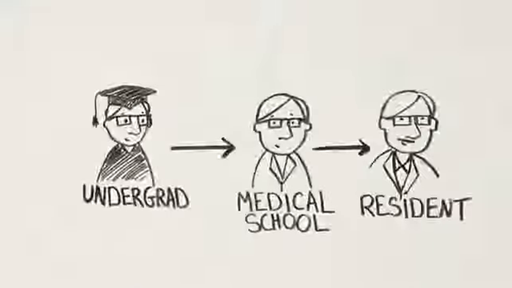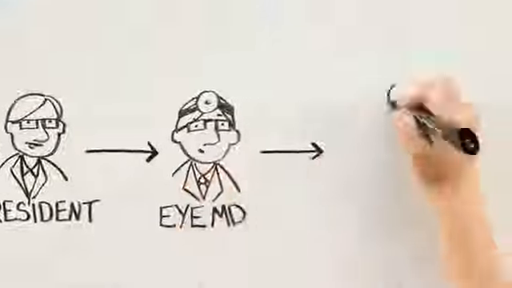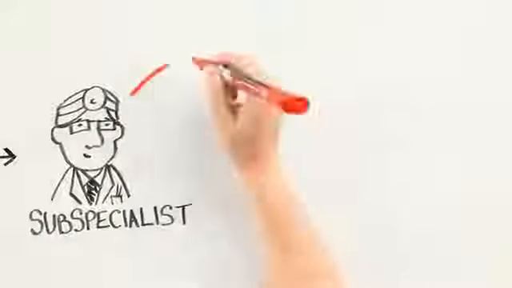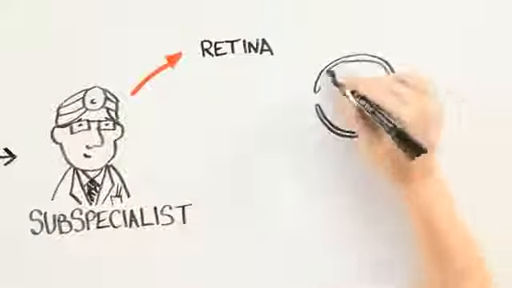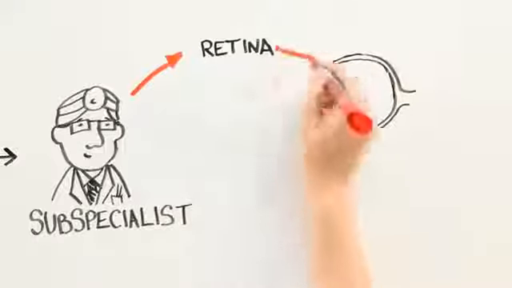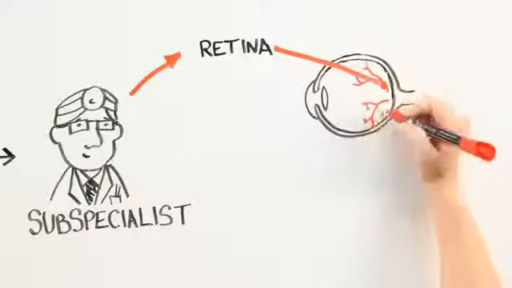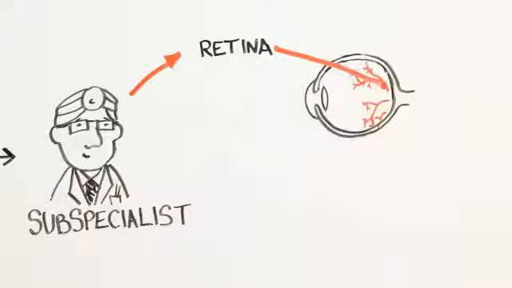After doing a residency, you can even subspecialize in a specific area of the eye. So for instance, I did 2 extra years of training to become a retina specialist. So now I really only see patients with retinal problems and treat vision-threatening conditions like macular degeneration and diabetic retinopathy.